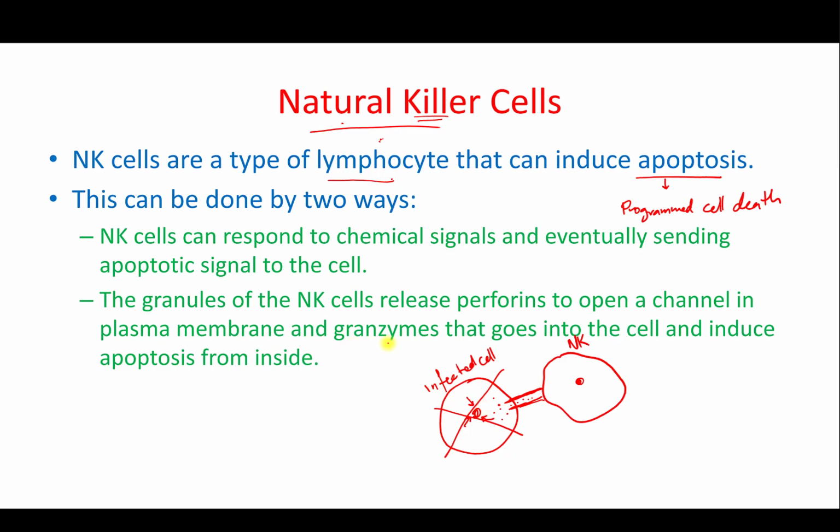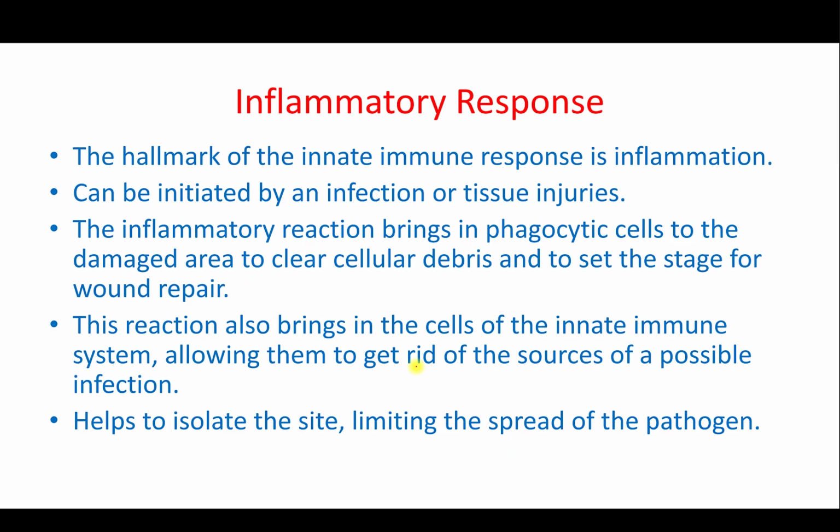Those enzymes, like granzymes, will go inside and induce apoptosis. Therefore, those are what we call natural killer cells. Then part also of the innate immune responses is the inflammation. Inflammation is the way of the white blood cells to alert the body, to alert other immune cells that we have a problem in a certain area.